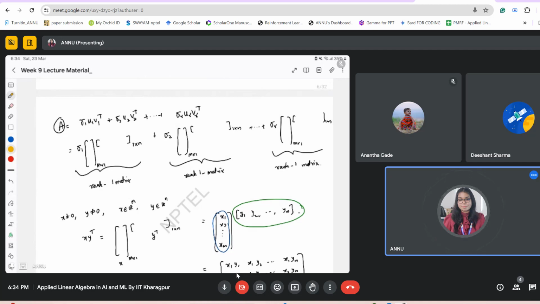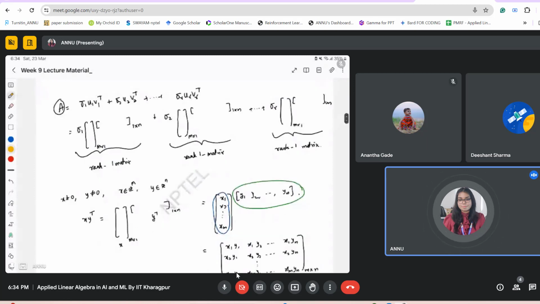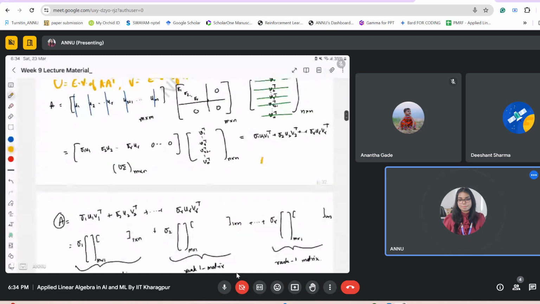So the problems defined for week 9 are designed in such a way as to identify the use of this particular singular value decomposition. So basically what we are trying to do here: if you see A transpose, this A transpose is nothing but a rank 1 matrix.